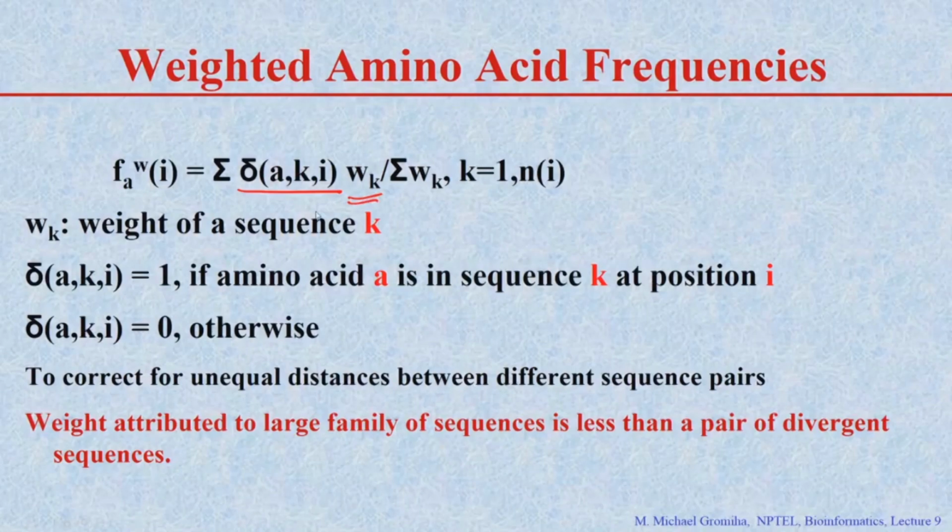Wk is the weightage of a sequence K, and delta AKI is equal to 1 if the amino acid A is in the sequence K at position I. If it is not, then you put 0. So, K equals 1 to the number of sequences. Here, why do we need this weightage? Position is considered, and also we give some preference to some specific amino acid residues. Threonine 6 times and 4 hydrophobic residues is different from threonine 6 times and serine 4 times. So, similar types of residues can have more score. So, in this case we give weightage.